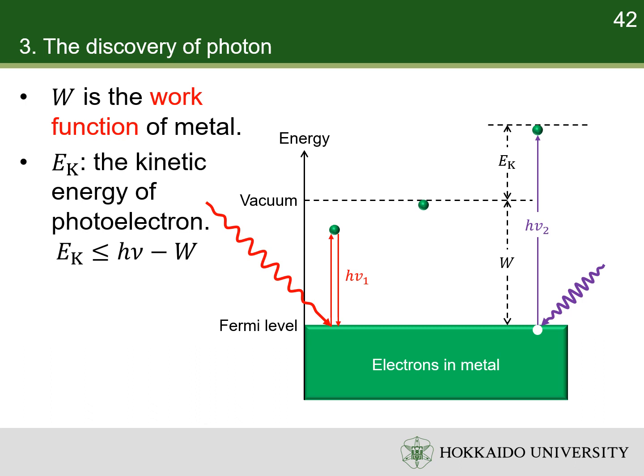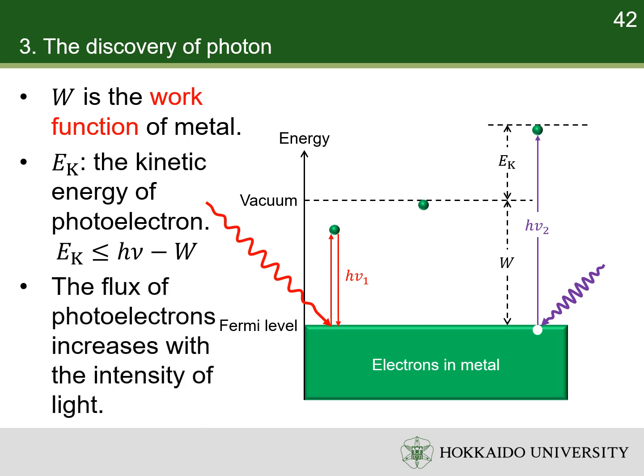The energy of the emitted electrons depends on the energy of the photons, but not the intensity of the light. The intensity of light is proportional to the flux of photons. Thus, the flux of photoelectrons increases with the intensity of light.